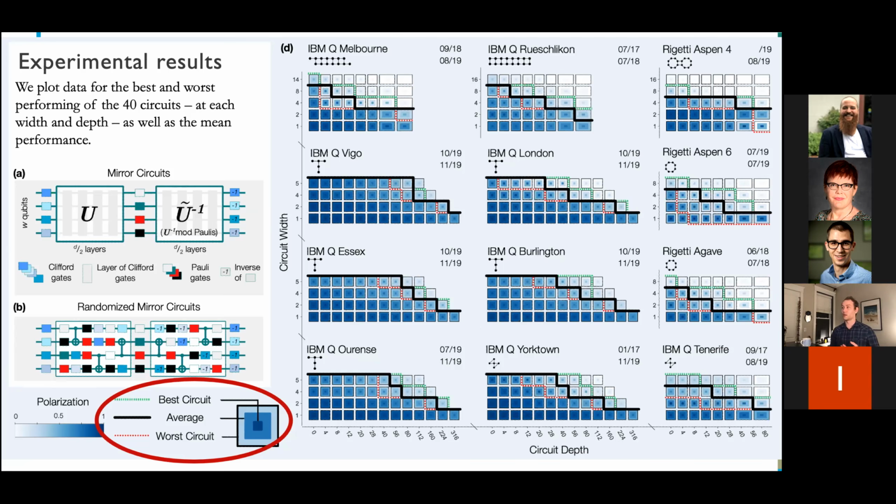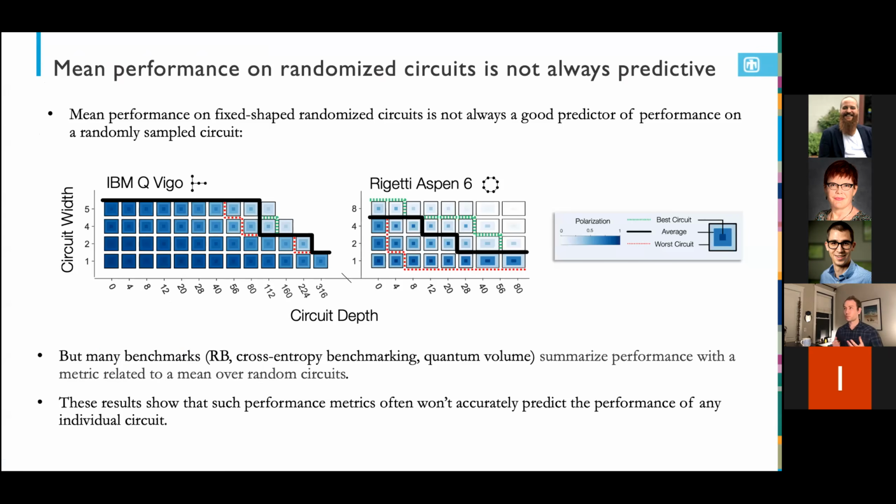You can also learn a lot about an individual device, and what's going on with that. I'm just going to focus on a particular feature that you can learn, in order to not get bogged down in too many different details. And that is that mean performance on randomized circuits is not always predictive. What I mean by that is that if you look at a fixed shape random circuit, you see there's a large variance for some devices in how well the different circuits perform. Here I've just focused on 2 devices. One of them is IBM Q Vigo.